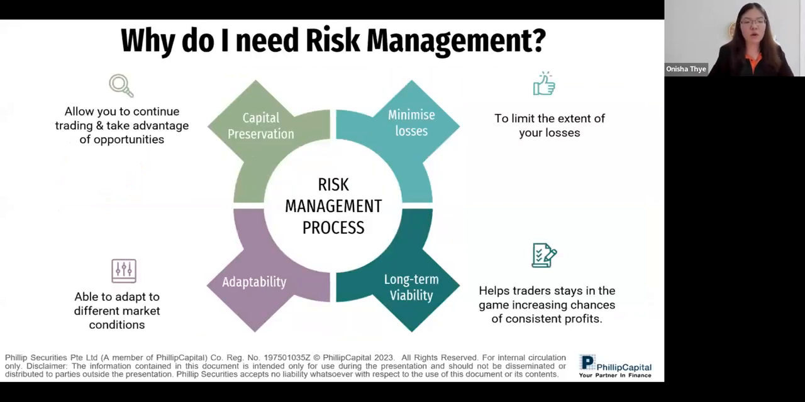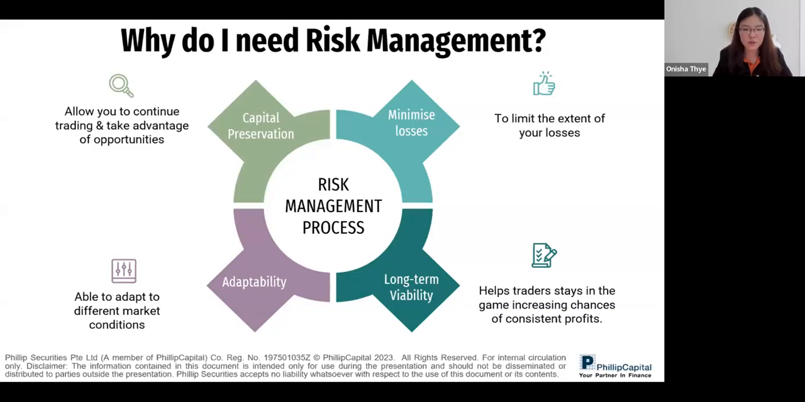A lot of people ask, why do I even need to manage my risk if I can just make a lot of profit? But I feel risk management is really important, especially when you want to stay in the game for the long term, and especially for capital preservation. When you employ risk management strategies, you won't lose a significant amount of your money in a single trade or a series of losing trades. This allows you to continue trading in the market and take advantage of opportunities.